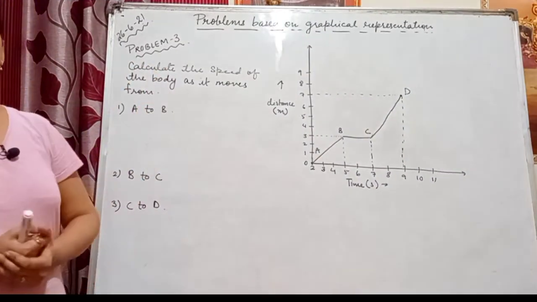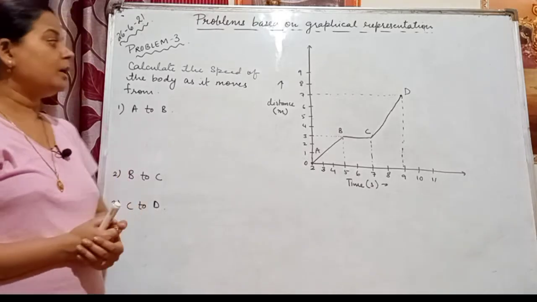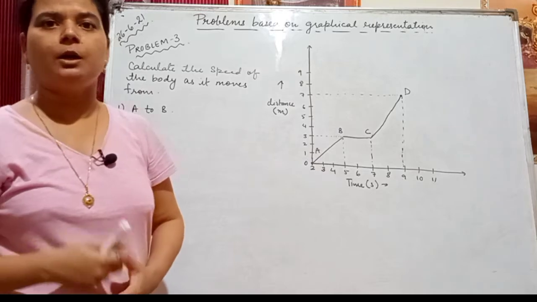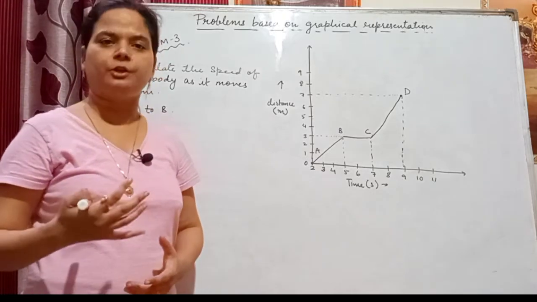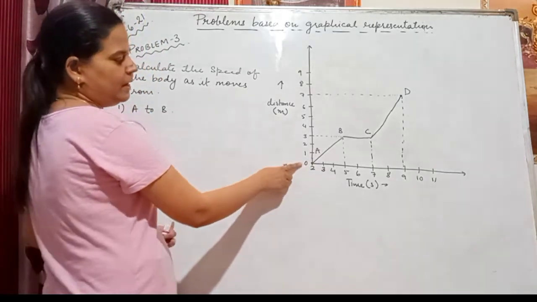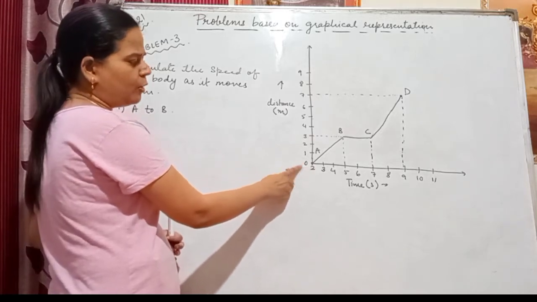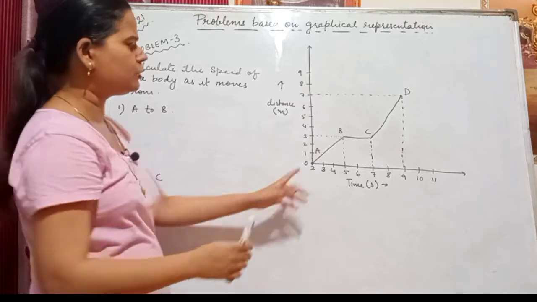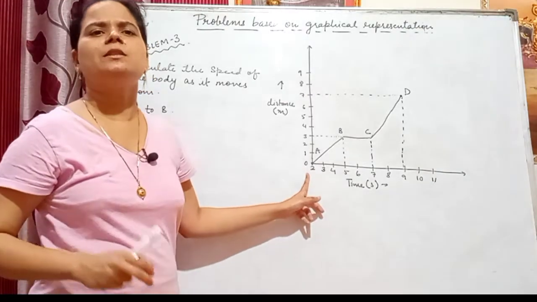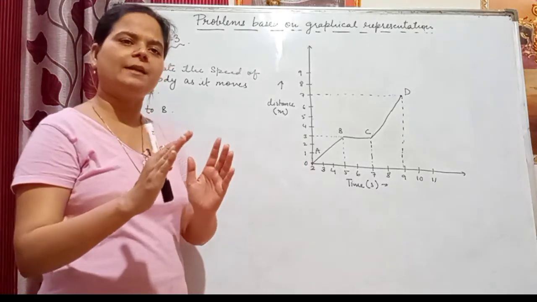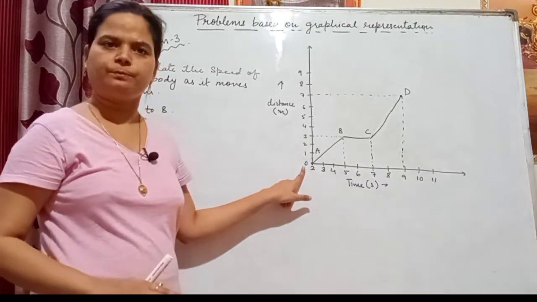Now let's have our problem number 3. Here a distance-time graph is given and let us try to analyze the meaning of the graph. Here you can see that at the origin, 0 and 2 are overlapping. That means for the first 2 seconds the body was at rest. It was not covering any distance. So for the first 2 seconds the distance remained 0, right?